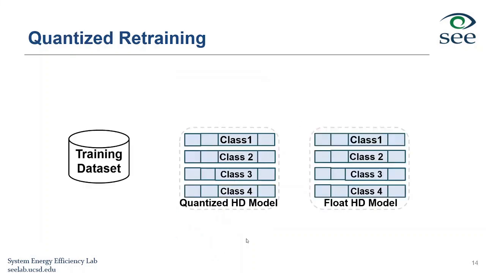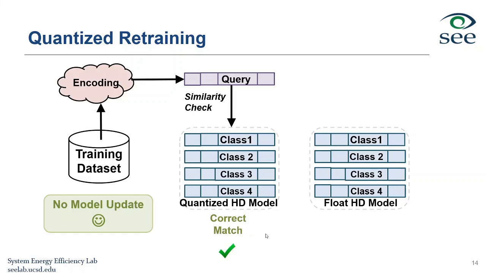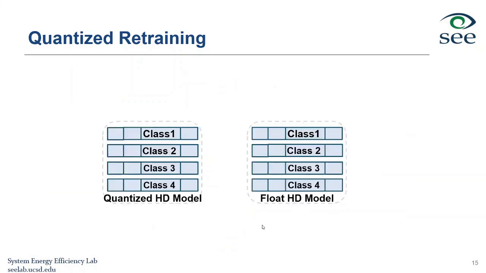Quantized retraining is similar to the baseline retraining method. We first encode the training sample into a hypervector using the same encoding used during the initial training, like before. Then we perform inference on that sample to classify it. And again, if it was a correct match, then no update is needed. However, we need to update the model if it was an incorrect match.